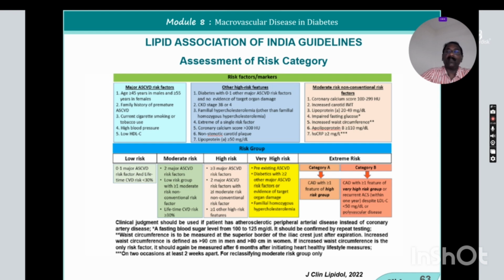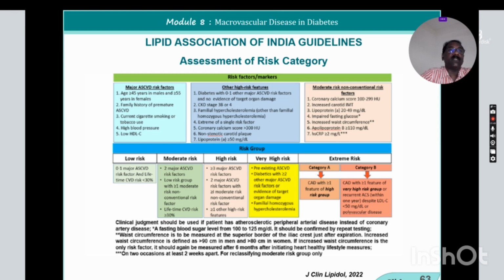So this is the very important slide. Lipid Association of India guidelines. Assessment of the risk category. See the major atherosclerotic cardiovascular disease risk factors. The first one: age more than 45 years in males, more than 55 years in females. So there is a major risk factor for atherosclerotic cardiovascular disease. The age itself is a big risk factor, when males are more than 45 and females more than 55.